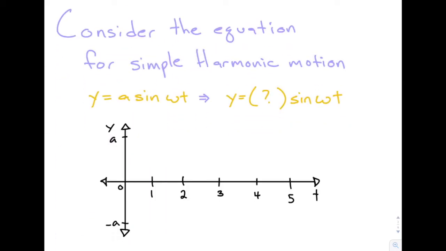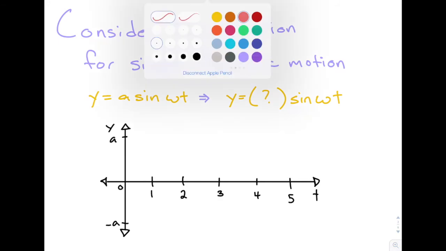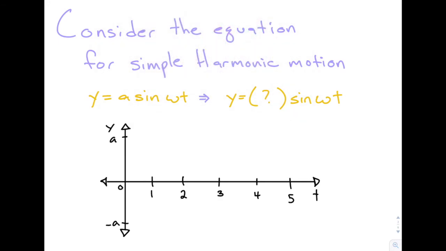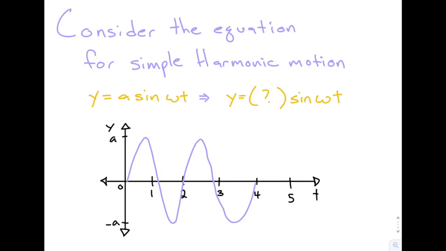So to begin, consider the equation for simple harmonic motion. y equals A sine omega t. Now, suppose that I don't know what the omega is, but just suppose that it completes one period between 0 and 2. So we would draw something like this. But like I said before, this kind of equation and graph doesn't really model real-world scenarios.